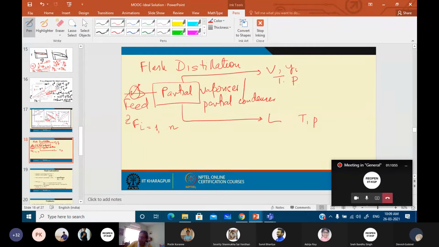and out of this two-phase mixture, the vapor phases go out through here, the liquid phases go out through here, and what you know here is F, you know the feed compositions, you know the temperature, you know the pressure, and what you are primarily required to find from here is the Y and X.